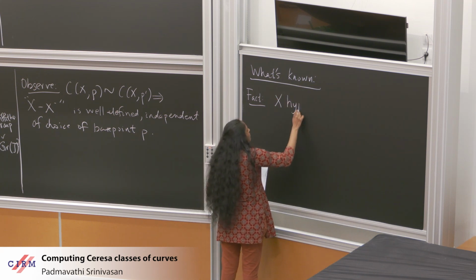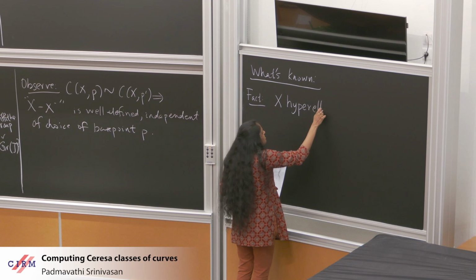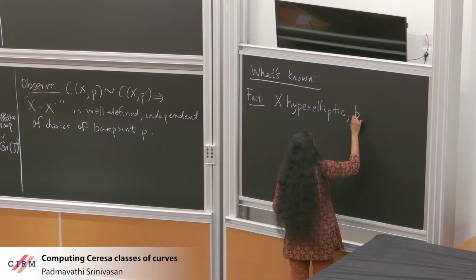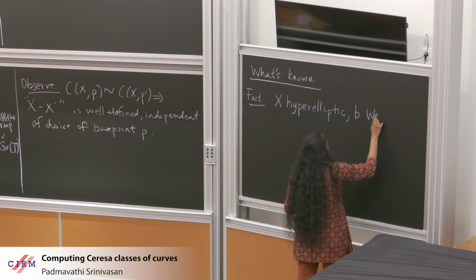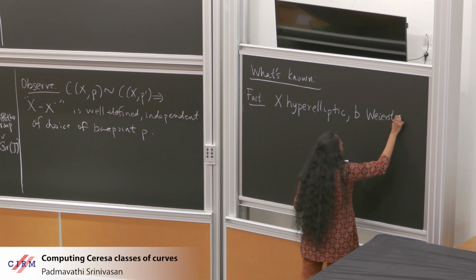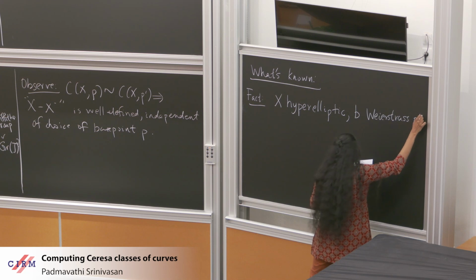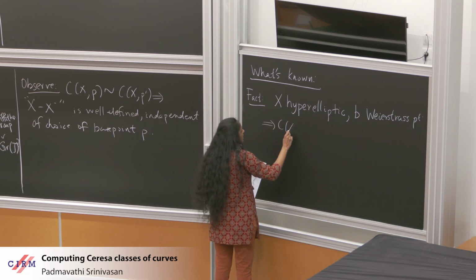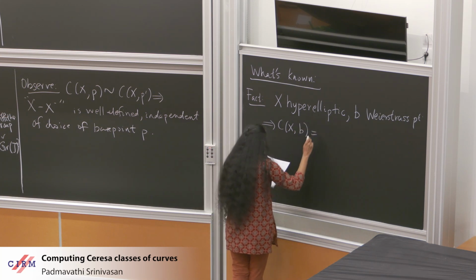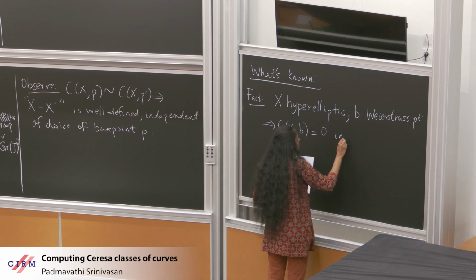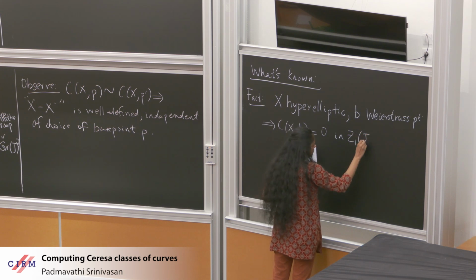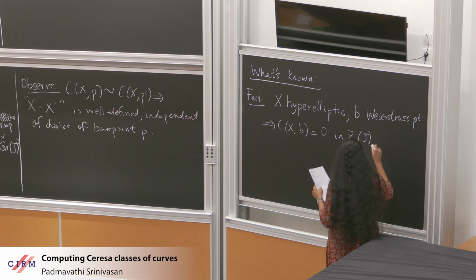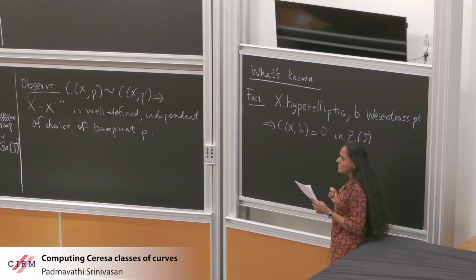In the case of a hyperelliptic curve, the Ceresa cycle is not so interesting. If you take a hyperelliptic curve and you choose a Weierstrass point, it turns out that this Ceresa cycle is actually 0, even before you quotient out by any subgroup. It's 0 in this group. Does anyone see why?